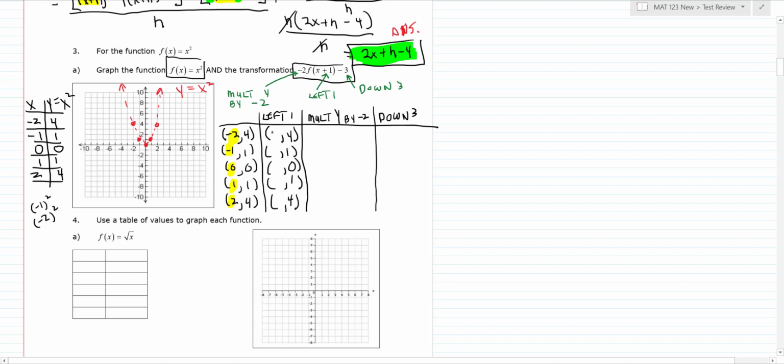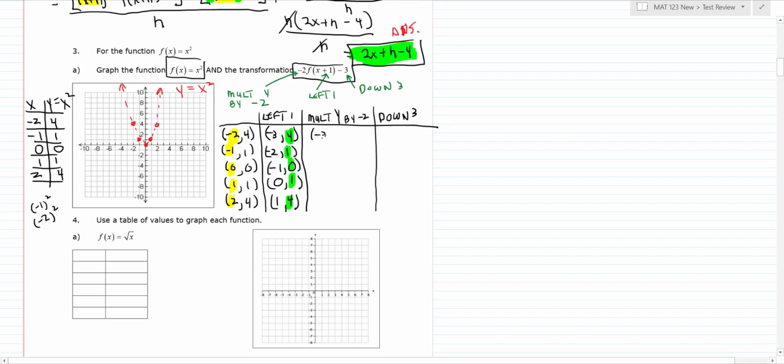Now in your head, just do this. -2 minus 1 is -3. -1 minus 1 is -2. 0 minus 1 is -1. 1 minus 1 is 0. 2 minus 1 is 1. So we have that. Okay, now we go to the next step, and the next step you're going to take all of these y values and multiply them by -2.